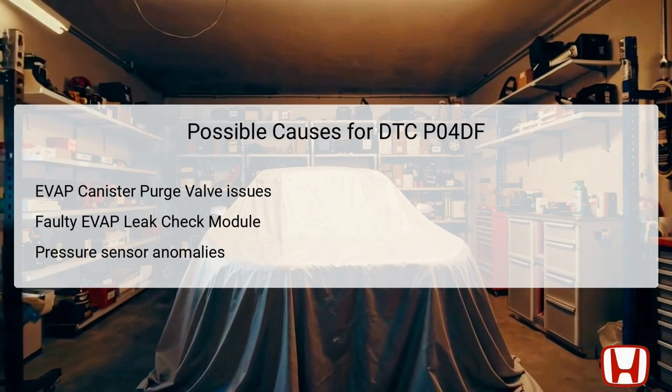Additionally, anomalies in the pressure sensors, particularly the ELCM or baro, could mislead the PCM into identifying a non-existent problem. It's crucial to assess these components thoroughly, as an electrical or mechanical failure could compromise the entire EVAP system's functionality. Correct interpretation of these causes can lead to effective repairs and restoration of the EVAP system.